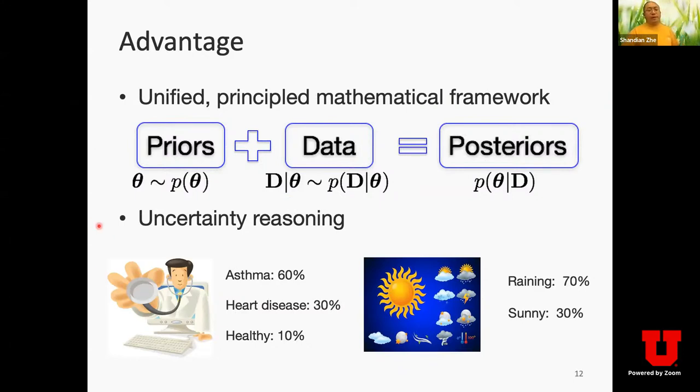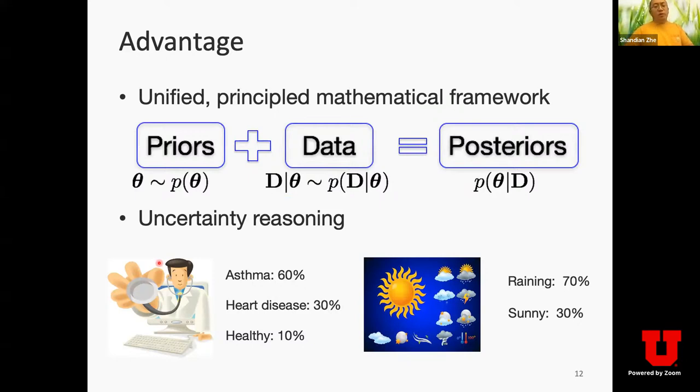The second advantage is that probabilistic learning gives you the capability to reason under uncertainty. Uncertainty quantification and uncertain reasoning is a very important practice. For example, in healthcare, you don't want your doctor to tell you, okay, you will die tomorrow, or you can live to 100. That's really not possible.